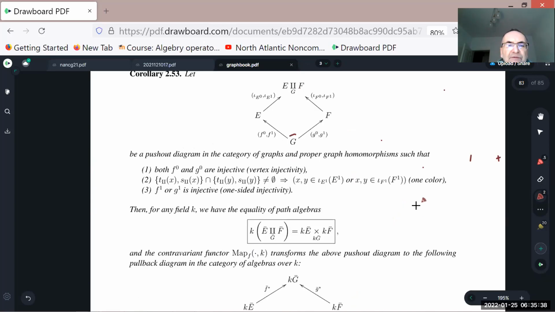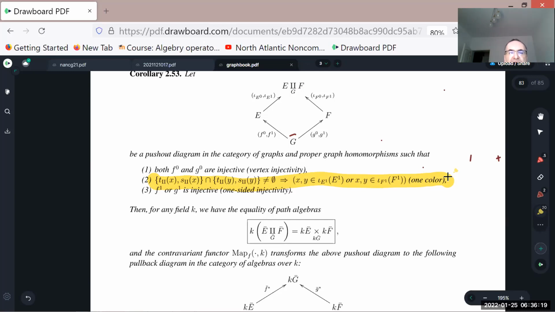So you see, this is why I reformulated this one color condition into this one. So basically what we're demanding now is that if I take endpoints of one edge and endpoints of the other edge, if these two sets intersect non-trivially, so they have at least one vertex in common, then you must have that both of these edges are simultaneously in E1 or they're simultaneously in F1, okay? Under this condition for graphs, you have the previous one color condition for the extended graphs, okay?